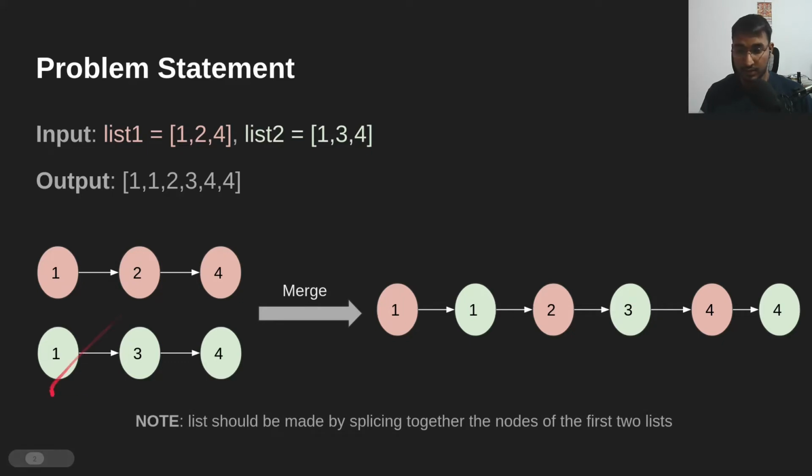One more thing, which is an important note here, is that the list should be made by splicing together the nodes of the first two lists. What this means is that we don't want to create a new list and copy the data into it. We have to modify the existing list, the pointers of the existing list, such that it becomes sorted.